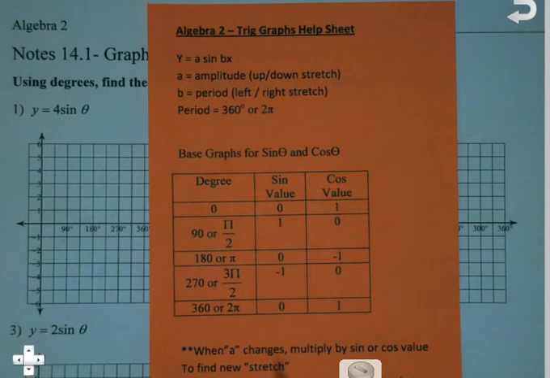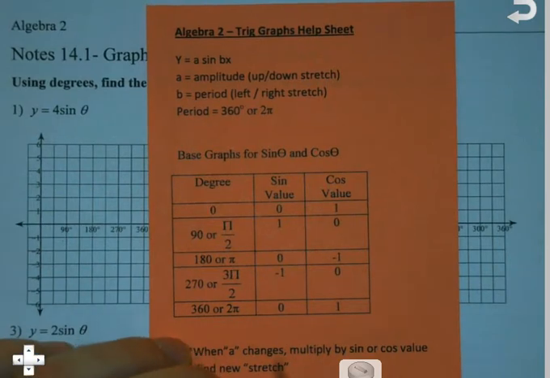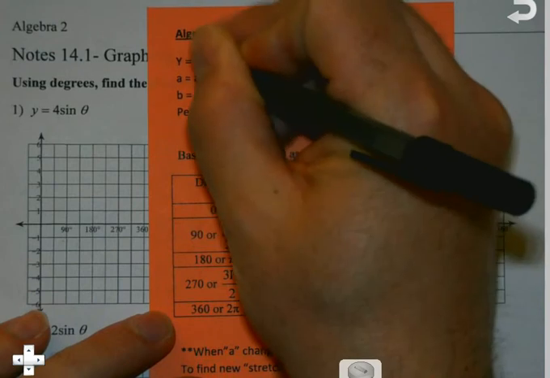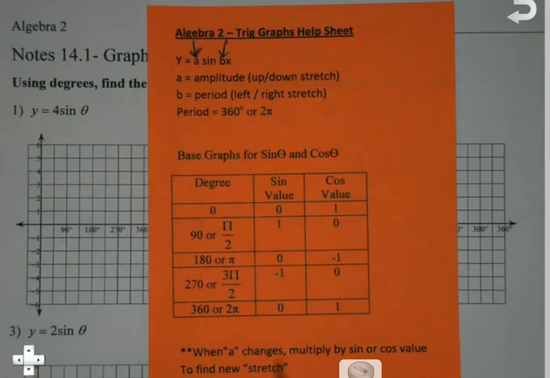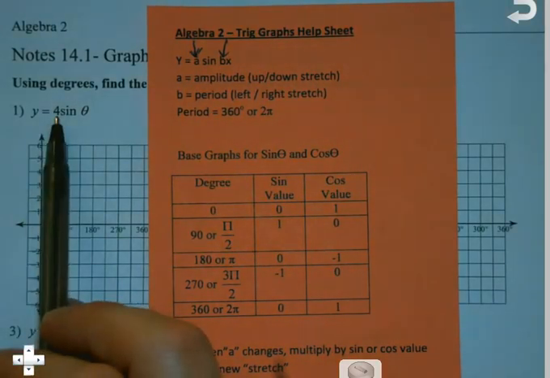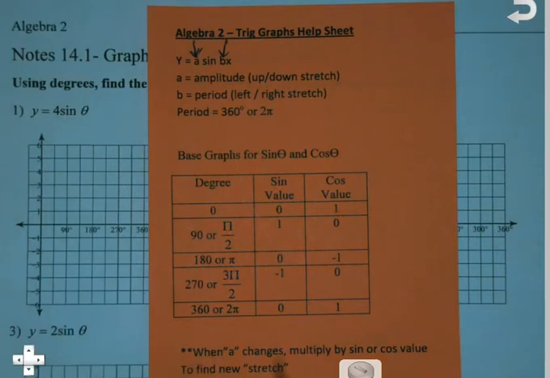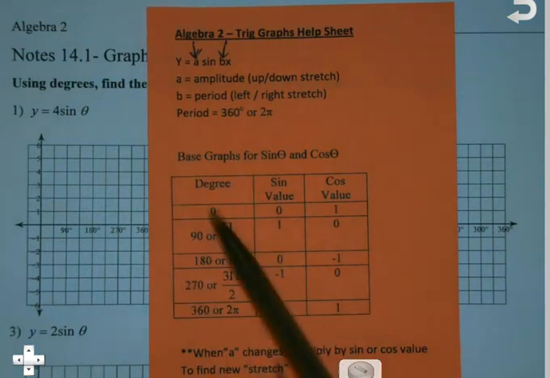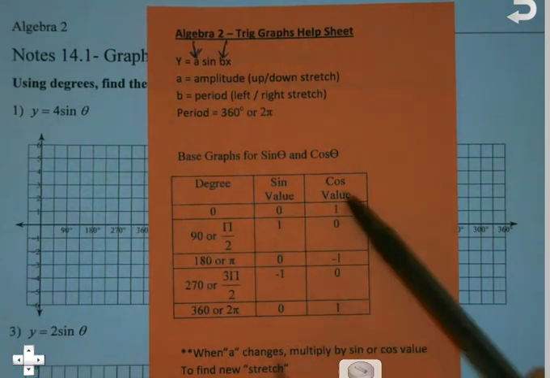You've been given this trig graphs help sheet, where we talk about some of the pieces of a trig function. We're going to take a look today at these two things. This value a that can be in front of my sine or cosine value, called the amplitude, will make a graph stretch up or down, and something called a period, this b value, that's going to make things stretch left or right. So to help with this, I've given you a little chart that does in both degrees and radians what your sine and your cosine values are.